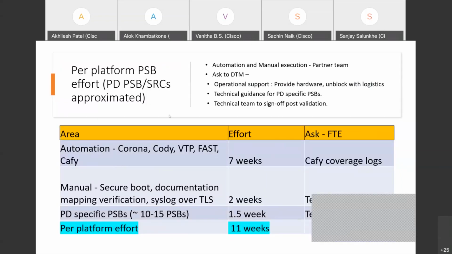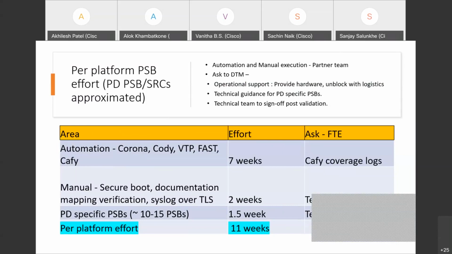Looking at the PSP SRCs, both PI and some 4 platforms' PDs were picked up to analyze. This is the high level expectation created. There is a satellite team, which is a partner team of 3 engineers created who will help with manual and automation execution of this. This is for all test managers because they are the executors.